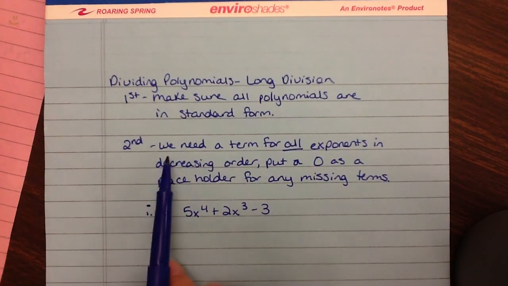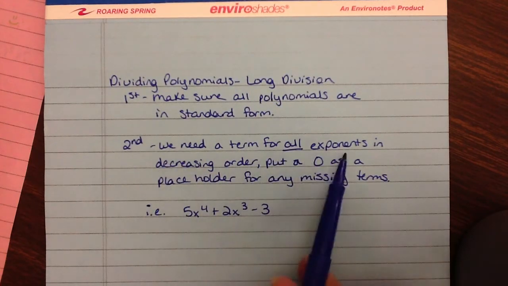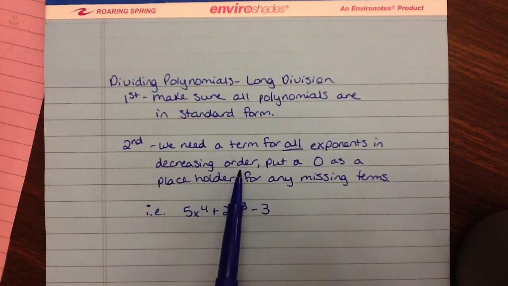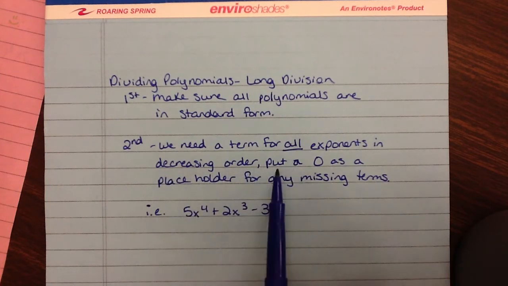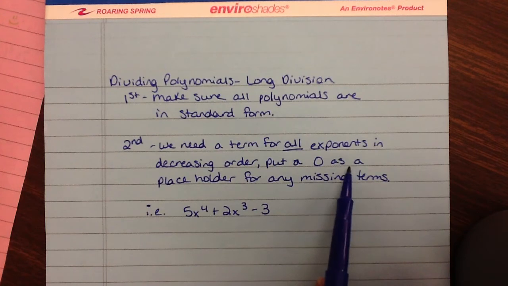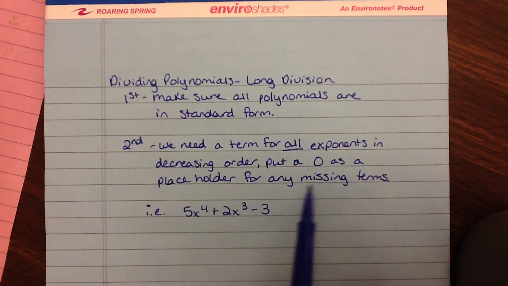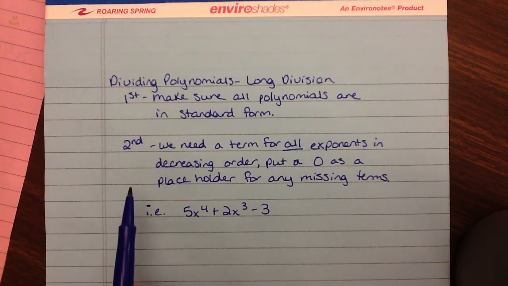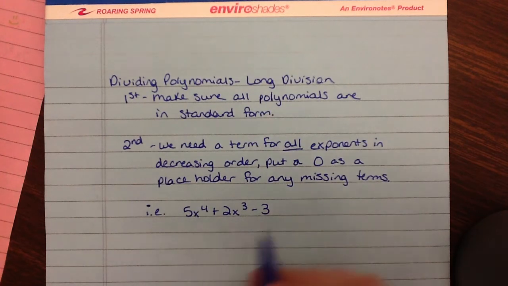The second thing we need to do is make sure that we have a term for all of the exponents in our standard form, which remember is in decreasing order, and we need to put in a 0 as a placeholder for any missing terms. This is a very important step. If you forget this step, your answer will be way wrong.